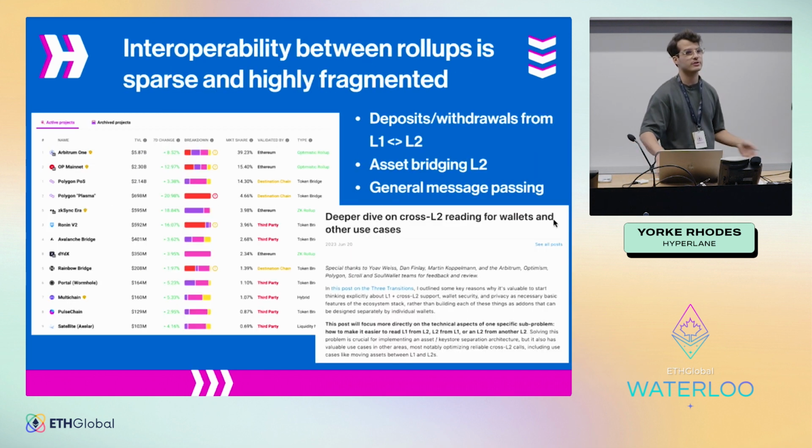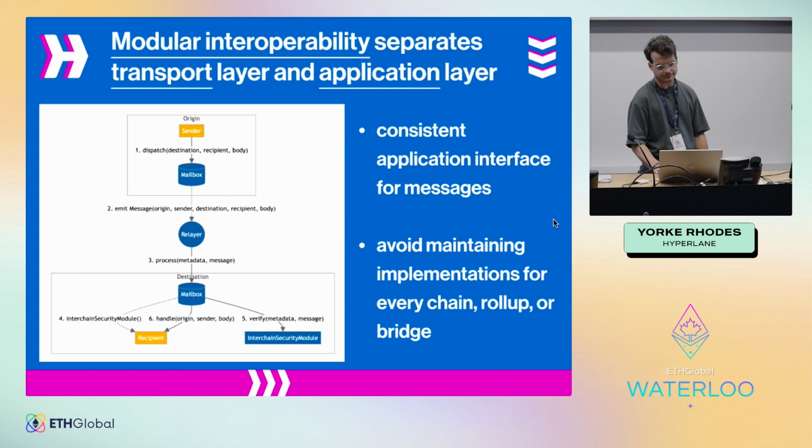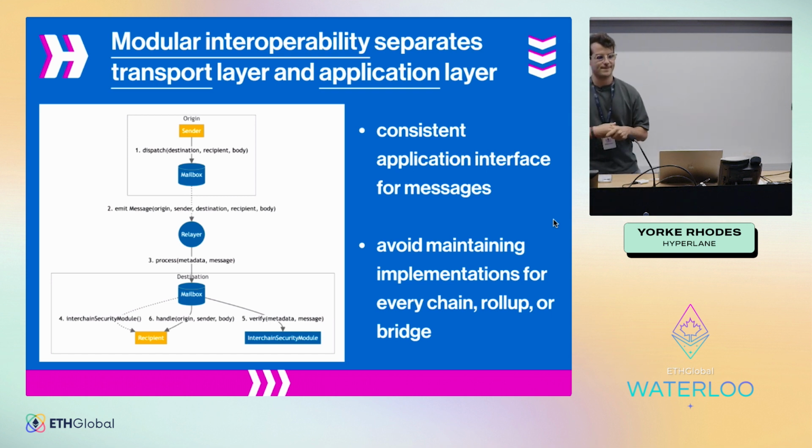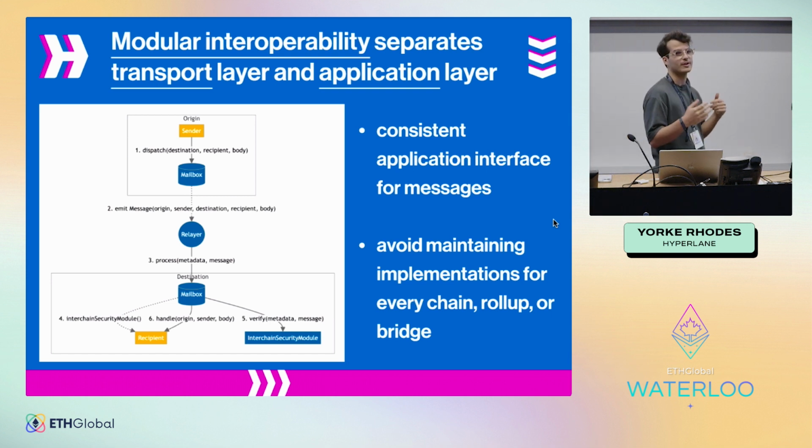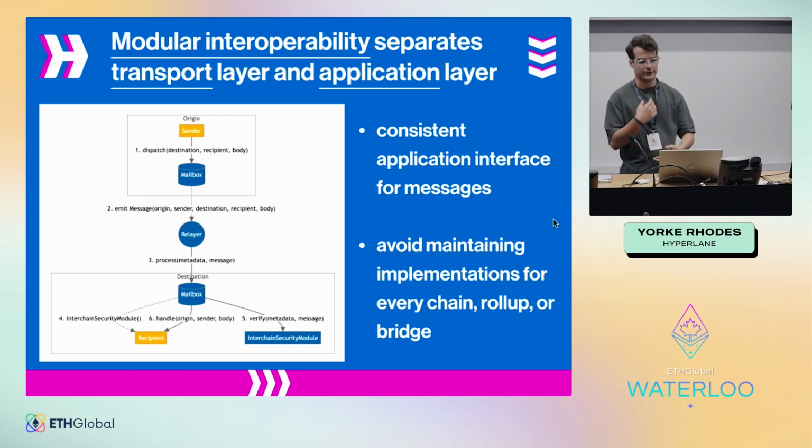But what's the solution to this problem of fragmentation? We think at Hyperlane, it's modularity. You may have heard the term modular blockchains. It's also a heavily used marketing term at this point, but the main idea is you want to separate the interfaces which are exposed to applications from the actual underlying transport layer stuff.